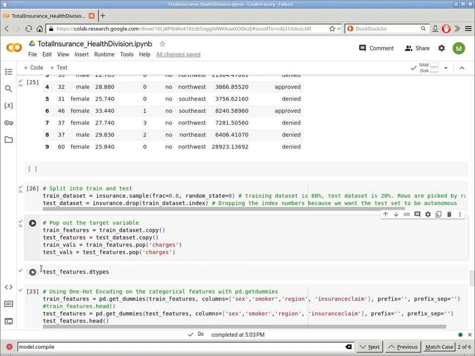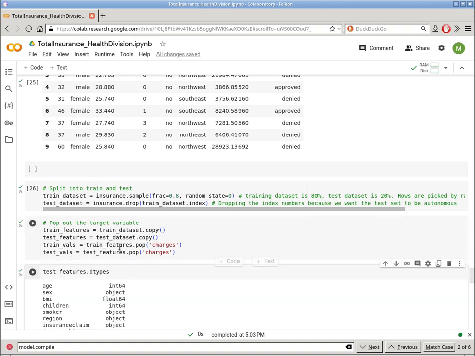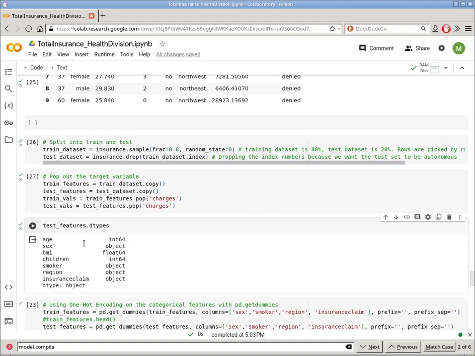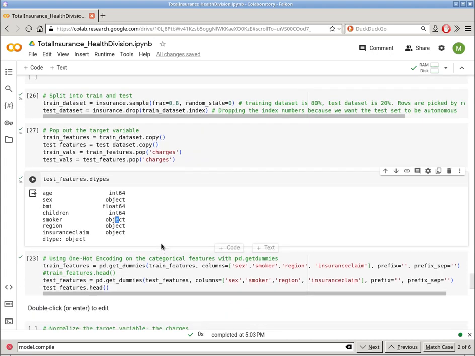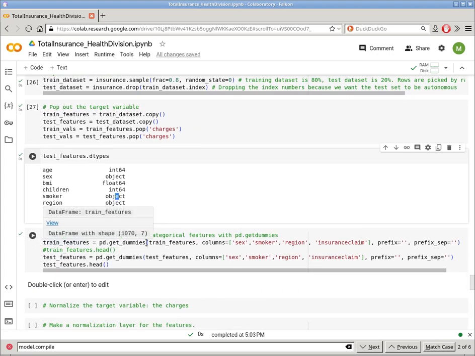Okay. Looking at our data frame here, we notice all the input features. And insurance claim is there now. Charges was missing. All right, that's what we want. All right, but these are still categorical. So we need to take those categorical features and convert them to what? Convert them to one hot.